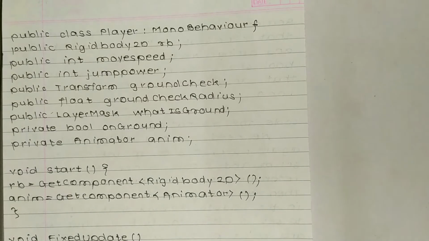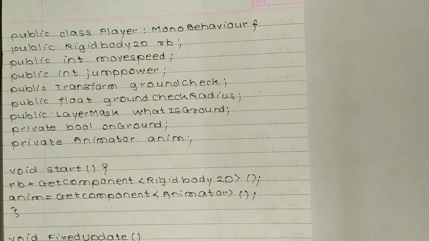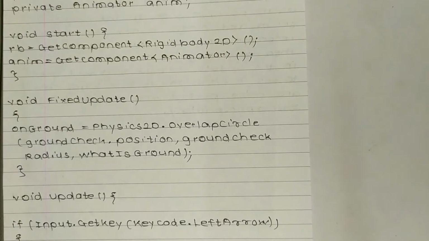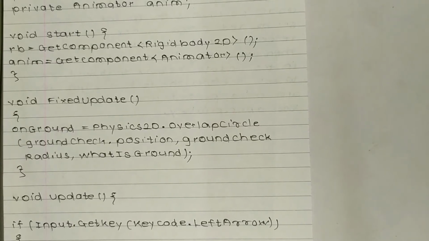Public class Player : MonoBehaviour, then public Rigidbody2D rb, public int moveSpeed, public int jumpPower, public Transform groundCheck, public float groundCheckRadius, public LayerMask whatIsGround, private bool onGround, private Animator anim. Void Start: rb is equal to GetComponent Rigidbody2D, anim is equal to GetComponent Animator. So this comes under the void Start section. Now void FixedUpdate: onGround is equal to Physics2D.OverlapCircle groundCheck.position, groundCheckRadius, whatIsGround.